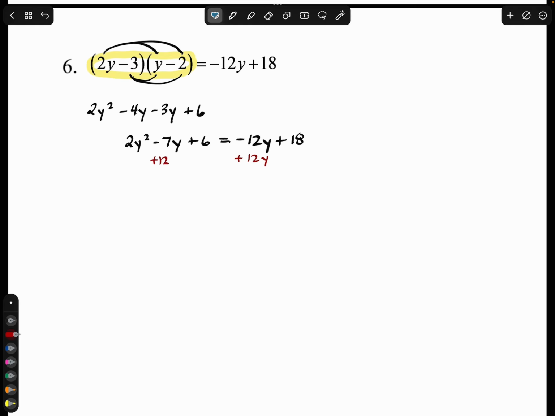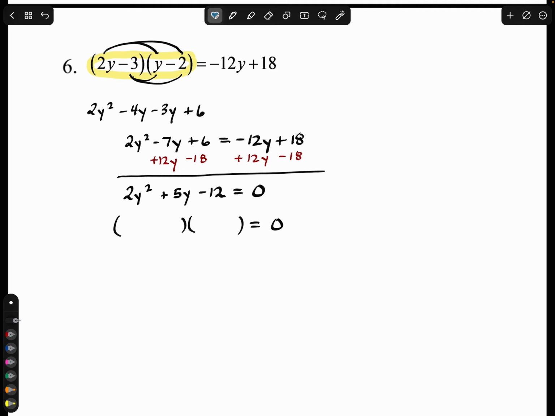So since it's quadratic, it's got to equal 0. So we'll move things around so that we can get it that way. I'm moving my right side over to the left side. We have 2y squared plus 5y minus 12 is equal to 0. And then I've seen people use the quadratic formula here, but you can also just factor.